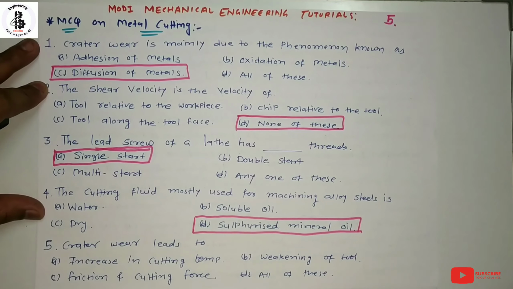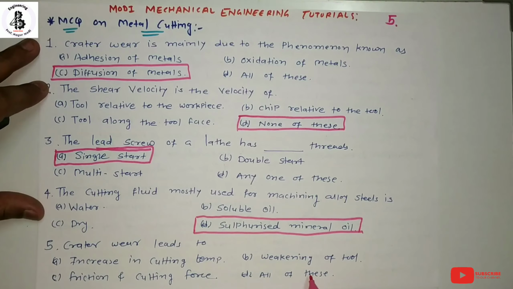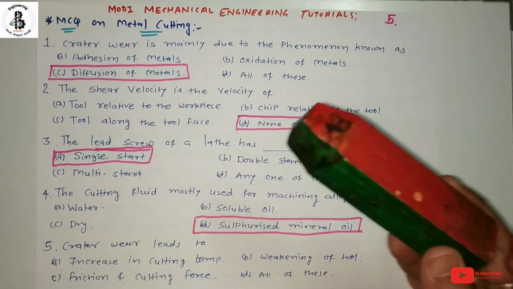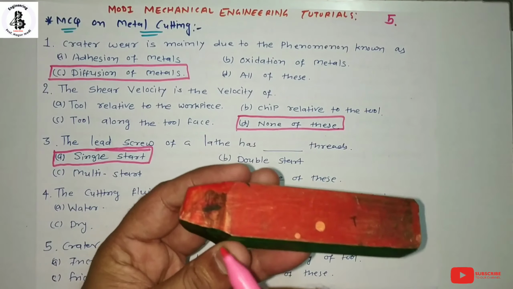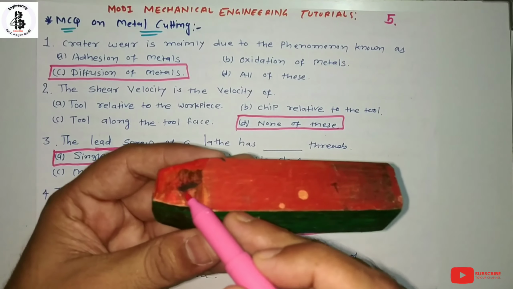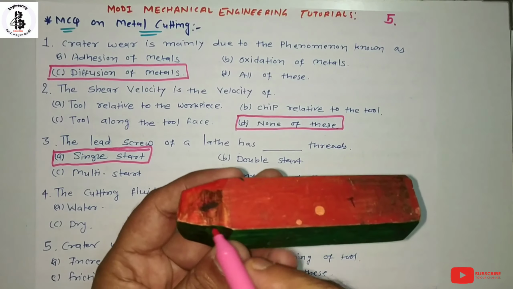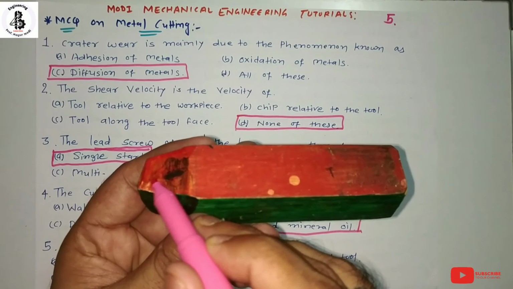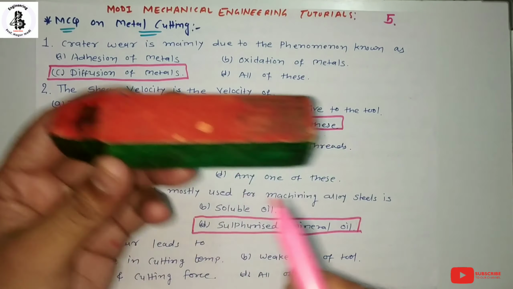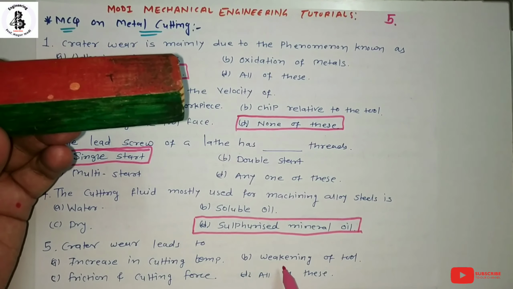The next question, question 5: crater wear leads to increase in cutting temperature, weakening of the tool, friction and cutting force, and all of these. Just concentrate here. We already discussed crater wear in the first question. All the chips flow onto the rake face of the single point cutting tool, and crater wear is possible. Due to the frictional force, the temperature increases. So an increase in the cutting temperature is possible due to crater wear. Second, weakening of the tool.